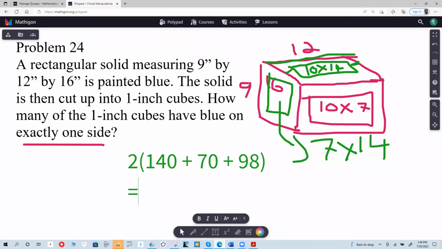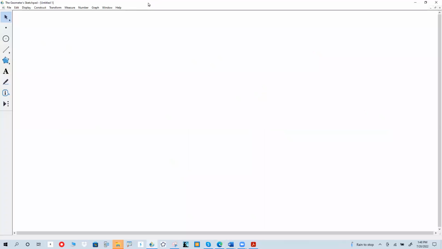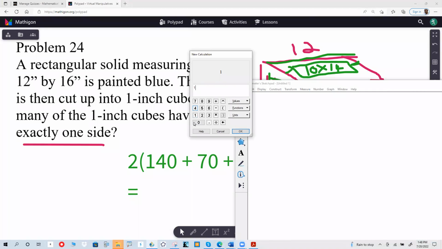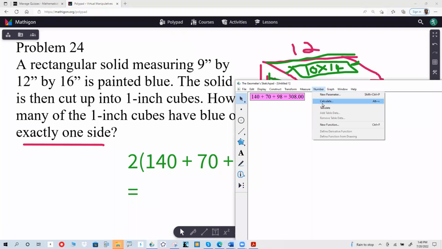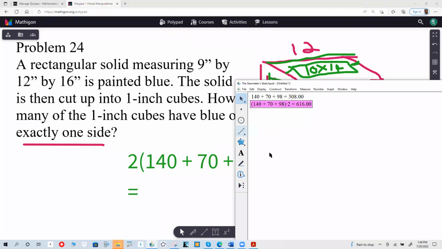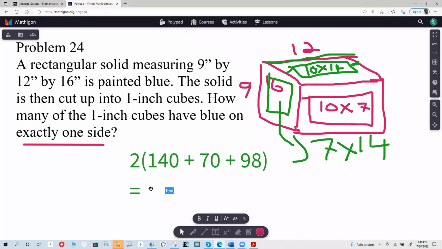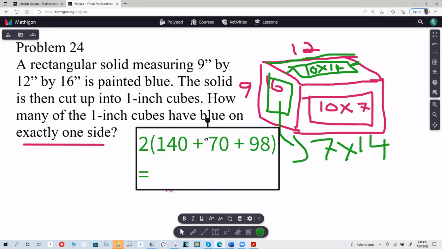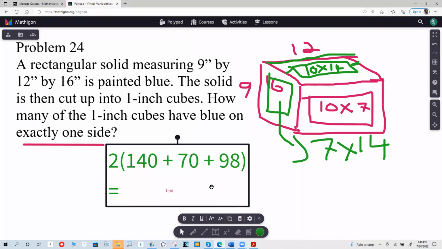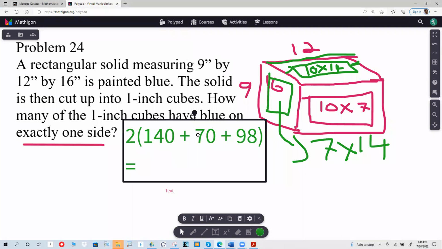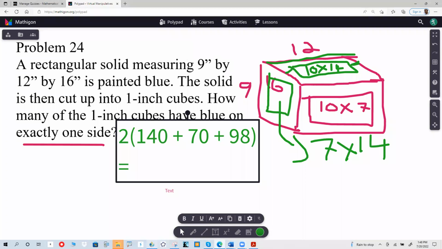Now I'm going to add them all up. I'm going to use my calculator and I'm going to multiply it by 2 because I accounted for one side. There are two sides. And I'm getting, if I didn't mess up, 616. Okay. And you multiply it by 2 because there's a whole other side, correct? Exactly. Everything that I have here has one more buddy behind it. Gotcha.